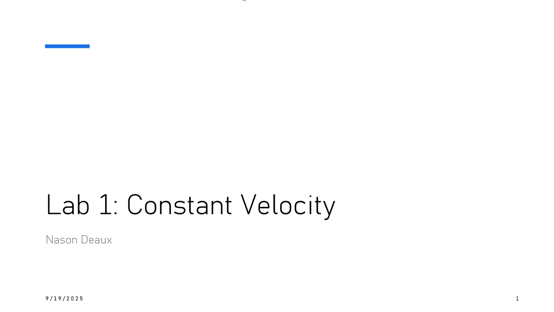Lab 1 report on constant velocity motion. In this lab, I observed the motion of a real object, analyzed its position with Tracker, created a computational model, and then compared my model with the experimental data.